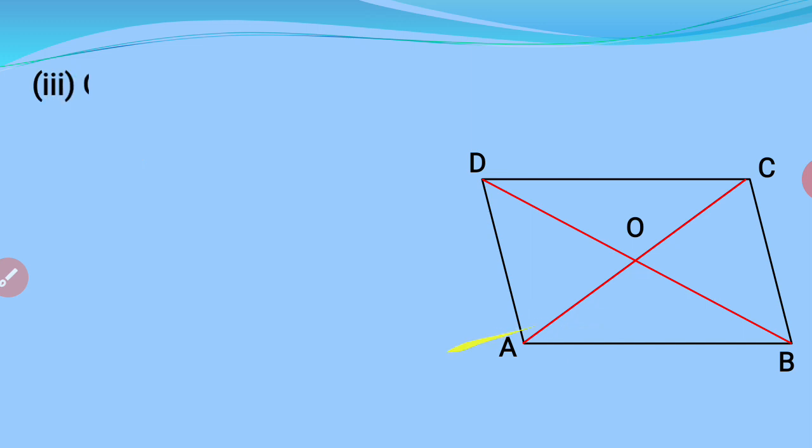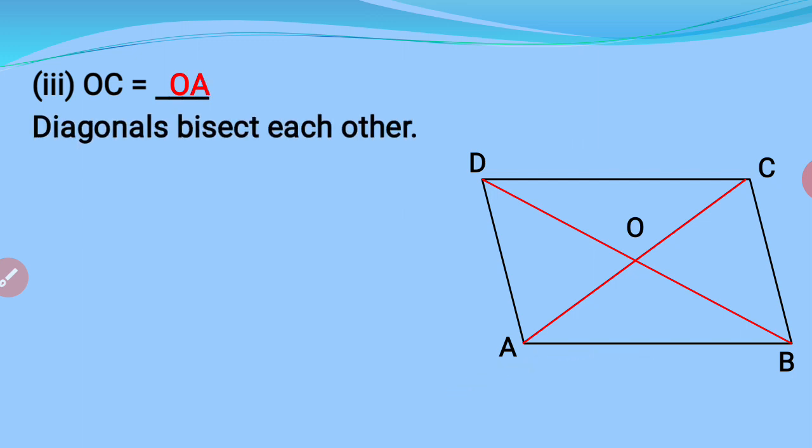The next one, OC is equal to. Now, we already studied about a property of parallelogram wherein the diagonals of the parallelogram bisect each other. The same is here. Here we are told that OC is equal to which part? So it is actually equal to OA, and the reason is diagonals bisect each other.